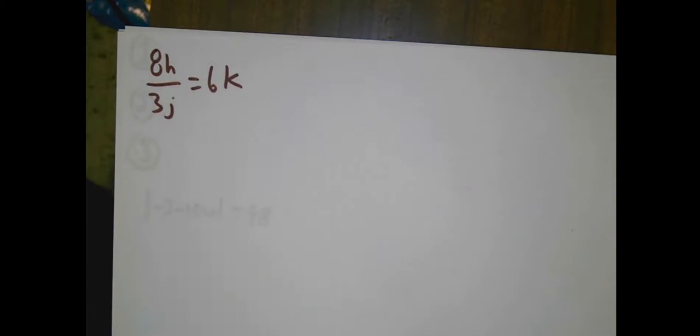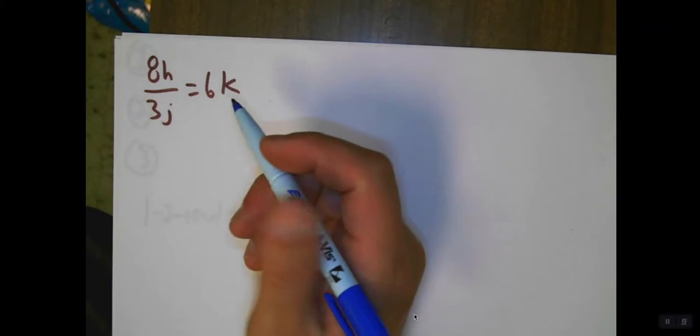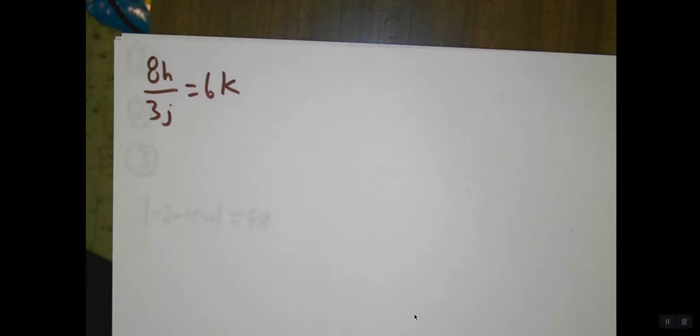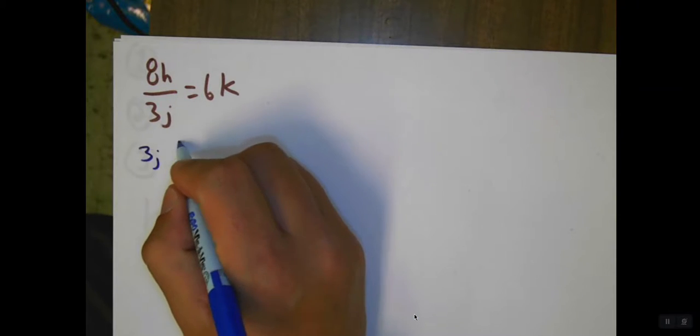So the next thing we're going to talk about is literal equations. Literal equations are kind of neat. You basically just treat each letter as if it's separate, as a variable. So this one, I want to solve for the letter J. What I try to tell people is, I want to get J by itself. So the first thing I'm going to do is multiply both sides by 3J.